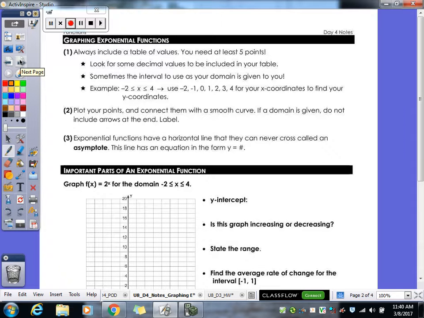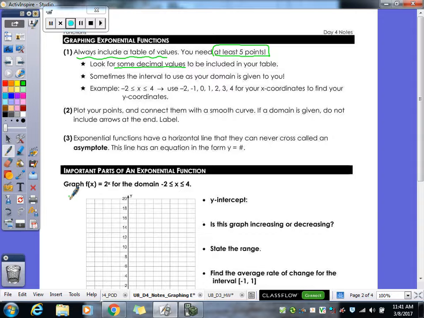Take a look at the back. So a lot of times they're going to ask you to graph your exponential function. So some things you need to know when you go to graph it is, as always, you need a table of values, and you want to have at least 5 points on your table of values. Within those points, some of them have to be decimals. So some have to be decimal values. The rest of them will be whole numbers. So you got to look for that.